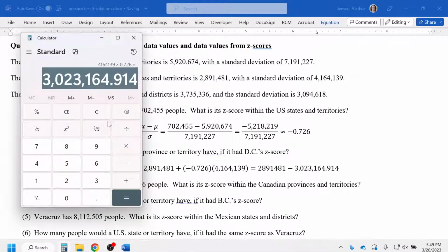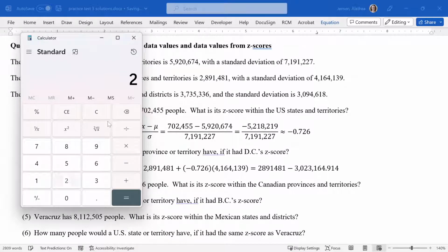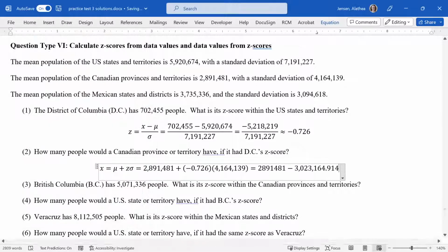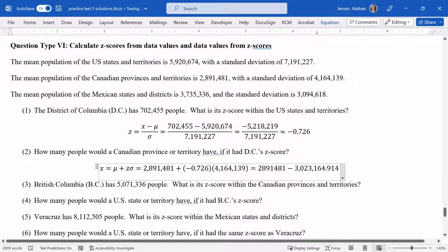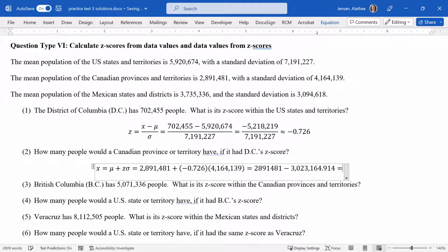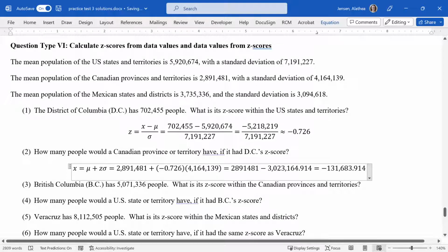All right. So we're going to do 2,891,481 minus 3,023,164.914. Okay, and I got this. Okay, this doesn't make sense. What am I doing wrong? I got a negative population. Is that possible? Let me think about this for a second.